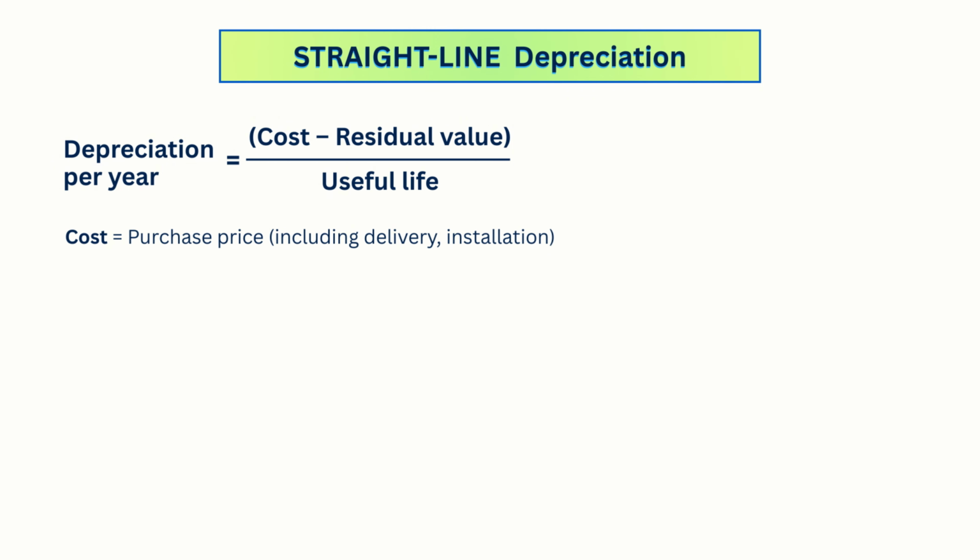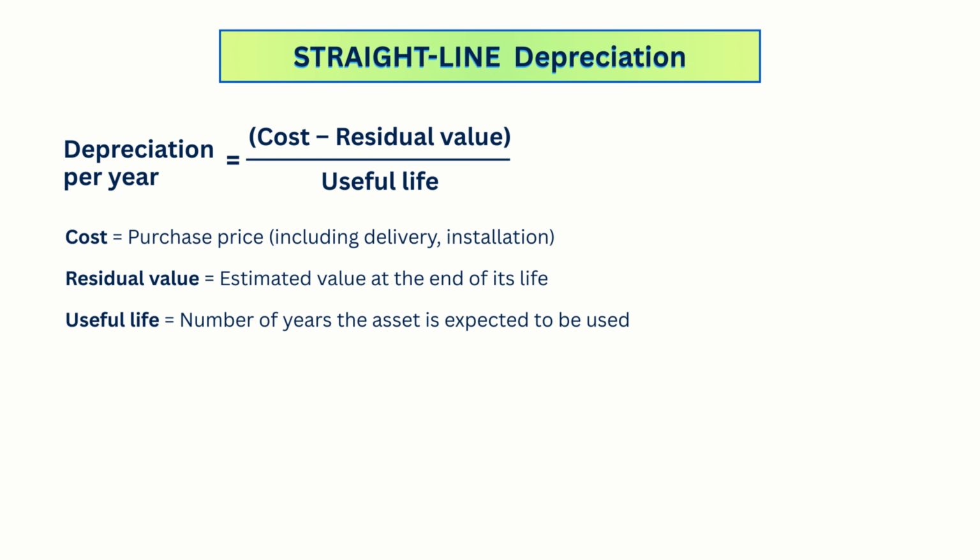Cost includes the purchase price and all costs needed to get the asset ready for use. So it might include delivery, installation, or registration costs, anything necessary to make an asset operational. Residual value is what the business expects to recover at the end. Basically, the estimated amount you could sell it for or dispose of it for when it's no longer useful. Useful life is the number of years the business expects to use the asset to generate benefit. So straight line is simple. It uses the same amount of depreciation every year.